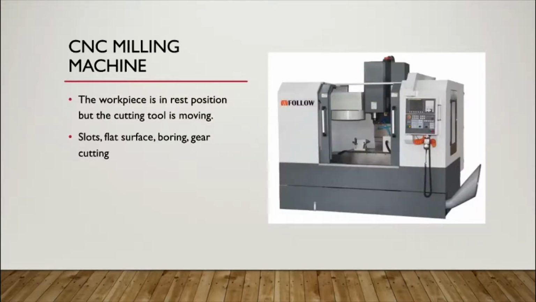The second one is the CNC milling machine. CNC milling machines are mostly used in the industrial field. The workpiece is in the rest position but the cutting tool is moving. It is used to make slots, flat surfaces, boring and gear cutting.